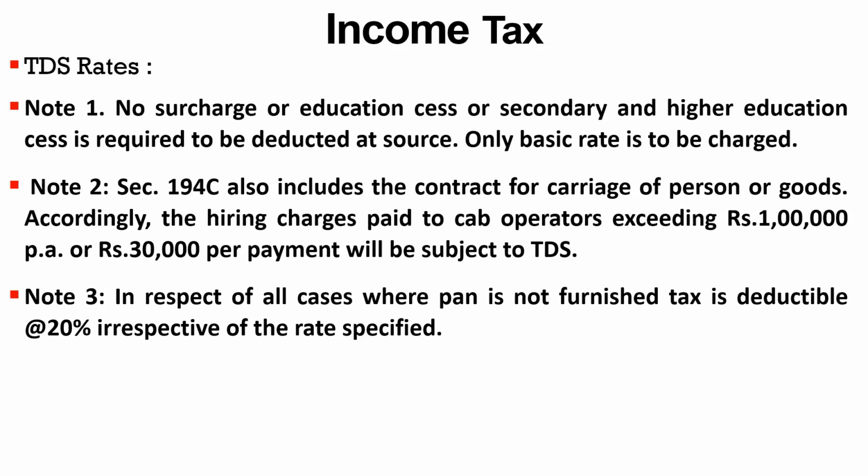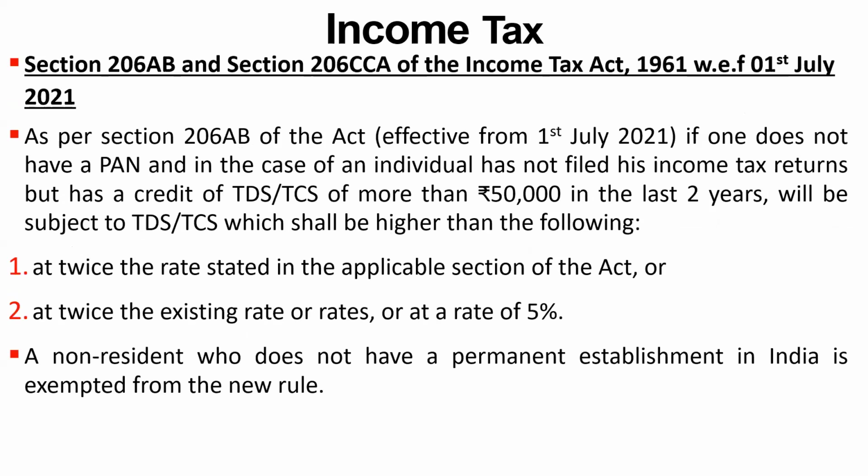In respect of all cases where PAN is not furnished, tax is deductible at the rate of 20%. Now we'll discuss the new sections, section 206AB and section 206CCA of the Income Tax Act.